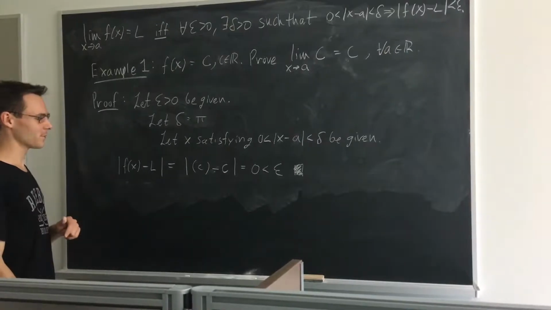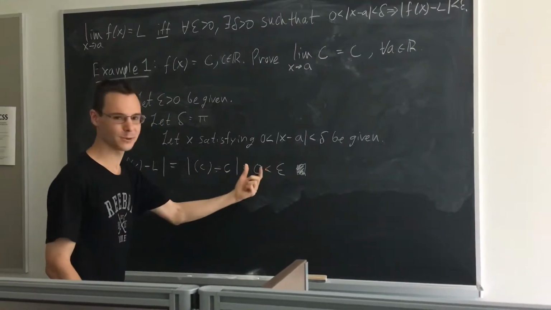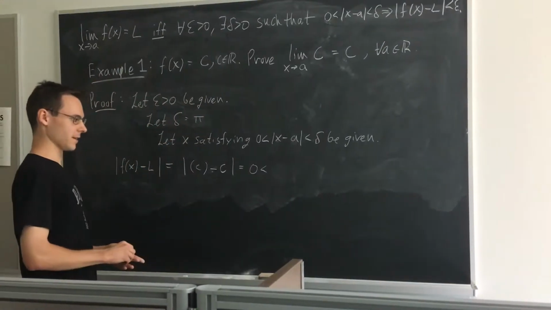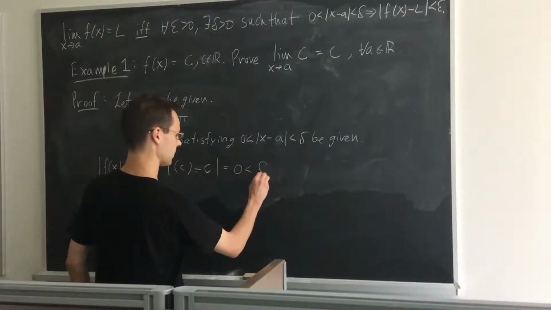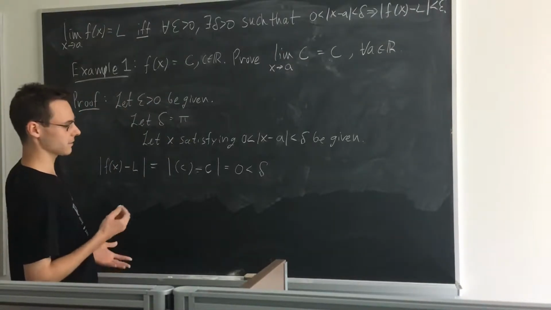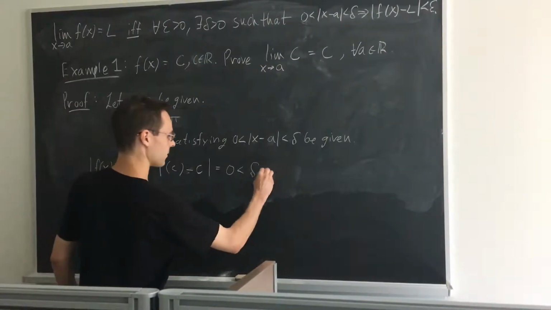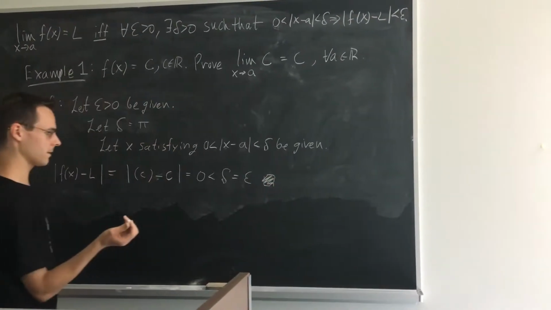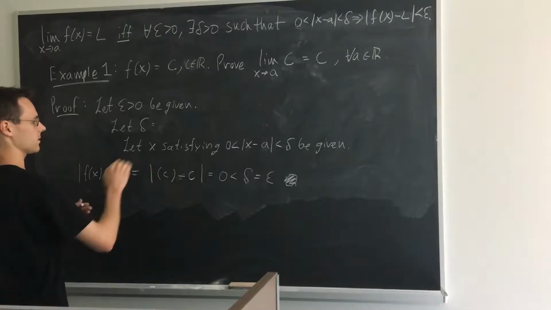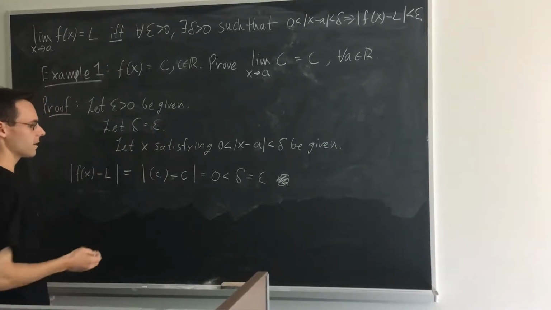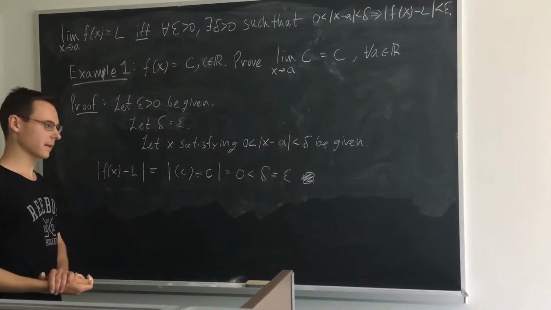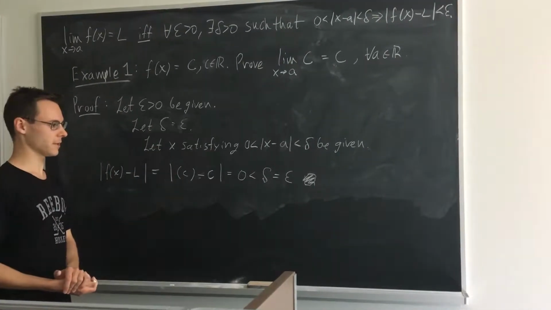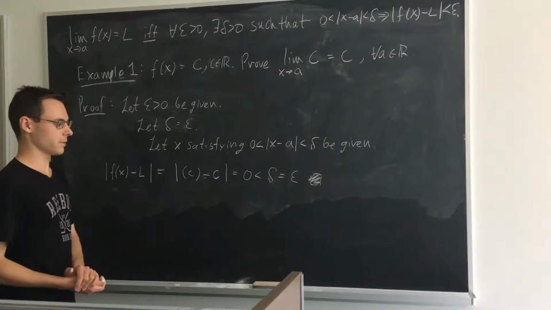If you feel uncomfortable with this, if you really desperately want to use delta in the proof, you can always change it up, do something like this. 0 is less than delta, because every delta is greater than 0, and we can set that equal to epsilon. Okay, that proof works as well. So delta can be equal to epsilon. But again, there's no need for that.